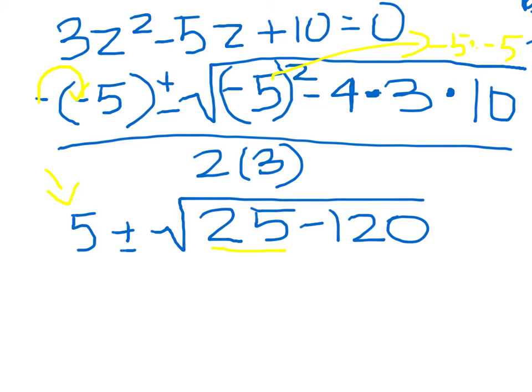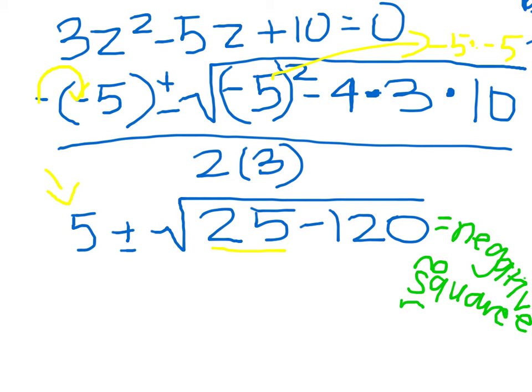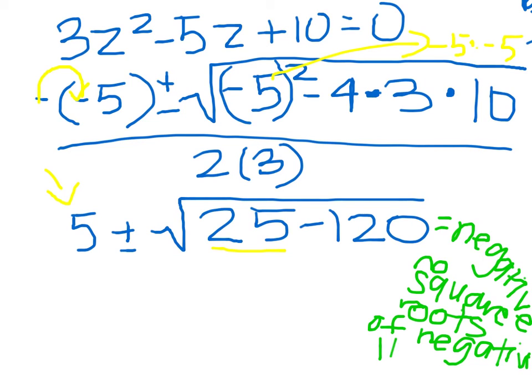So now that I'm at this step, as you can see, 25 minus 120 equals a negative number. Therefore, when we're solving these equations, you can't take square roots of negative numbers. So since we can't find the square root of a negative number, we can't solve the equation. So the answer would be no solution.